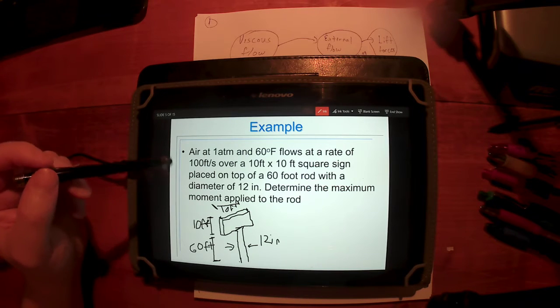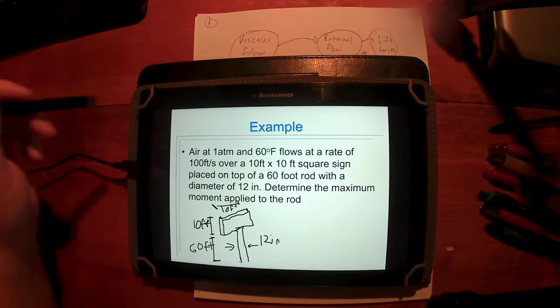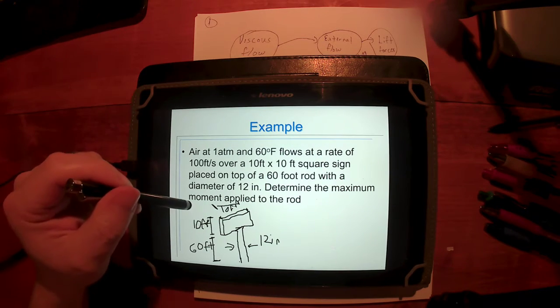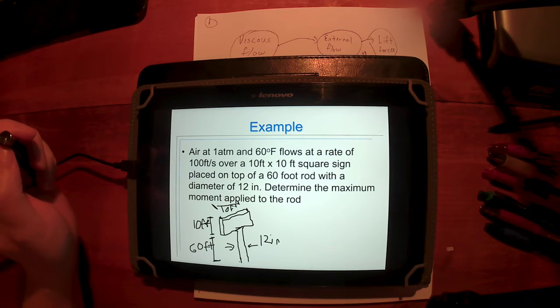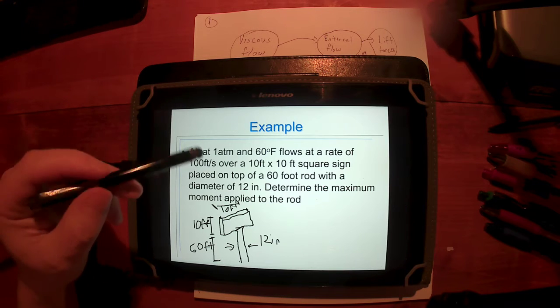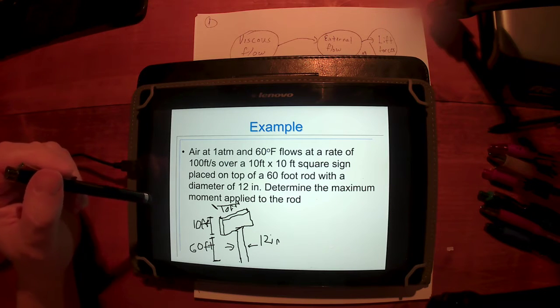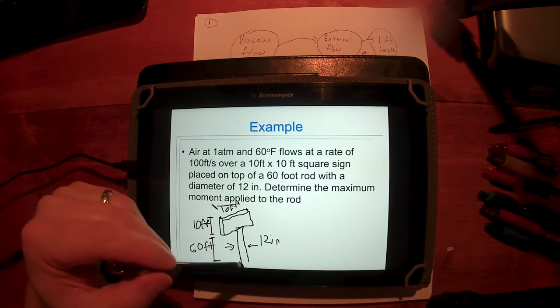Steve, we've not talked about moments in here. I know, but you talked about moments in statics. You've already had statics, so we're supposed to know that. Determine the maximum moment, not just a moment. Determine the maximum moment. Where does the maximum moment occur? Well, that's an interesting question. Where would the maximum moment occur? The maximum moment within this rod.